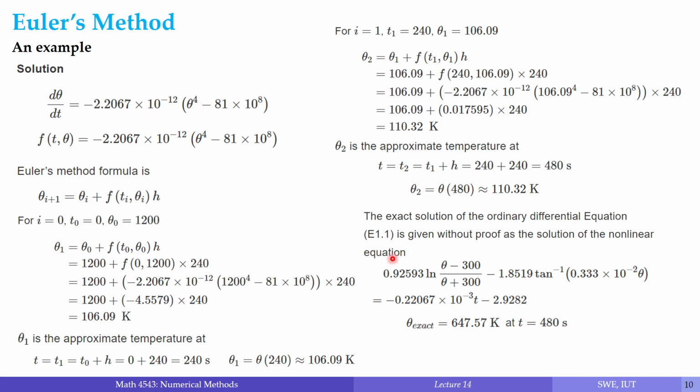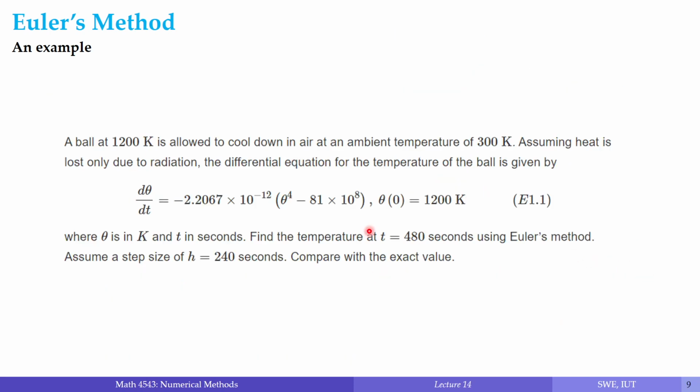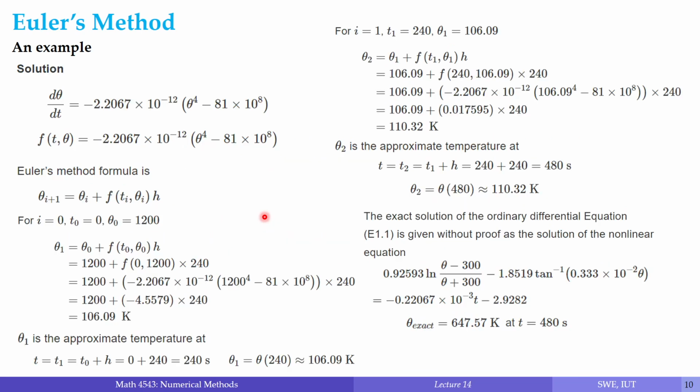So the question that they have posed, this differential equation over here, the solution to that is basically the solution to this non-linear equation. Okay, so if you apply any root finding algorithm and find the root of this non-linear equation, you'll get theta exact to be 647.57 kelvins at t equals 480 seconds. Okay, so see how far apart our approximation and our exact value is.